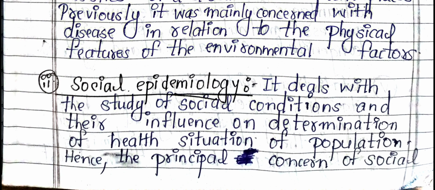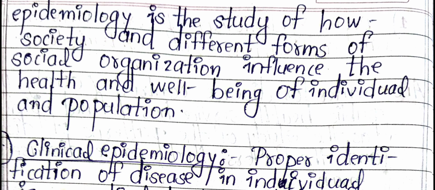Social epidemiology. It deals with the study of social conditions and their influence on the determination of the health situation of a population. Hence, the principal concern of social epidemiology is the study of how society and different forms of social organization influence the health and well-being of individuals and populations.